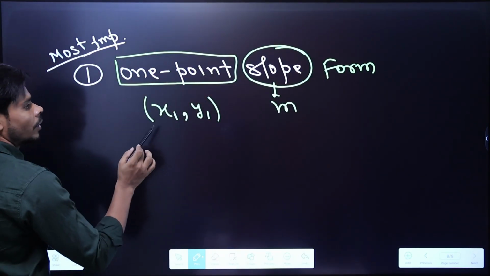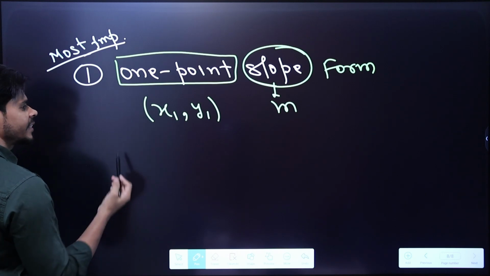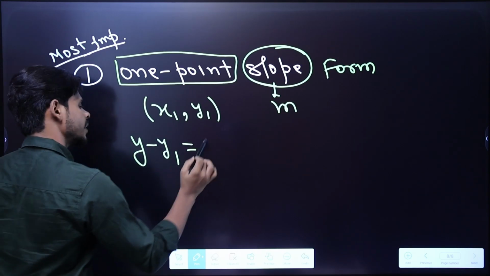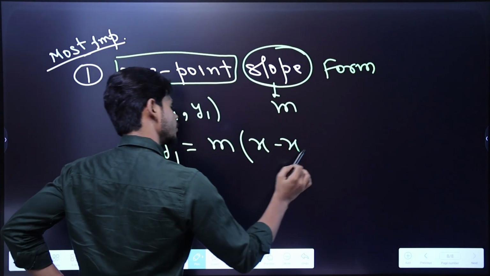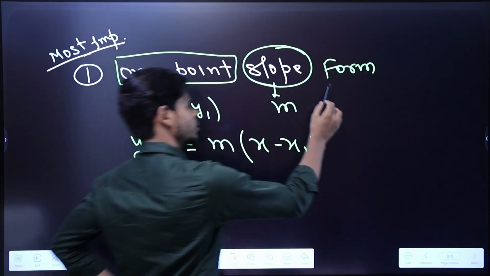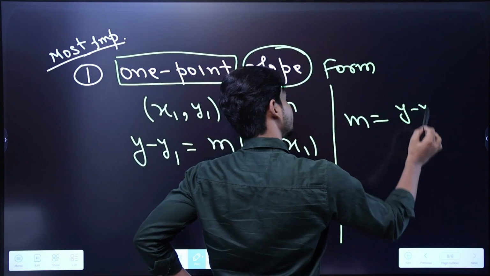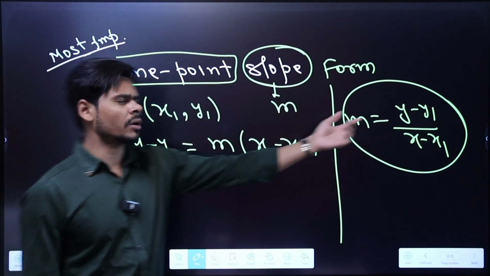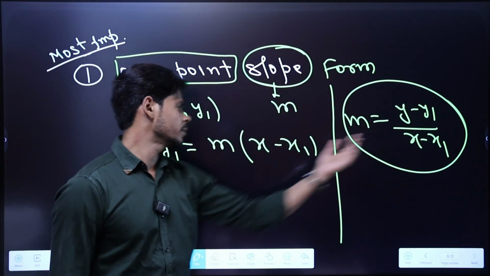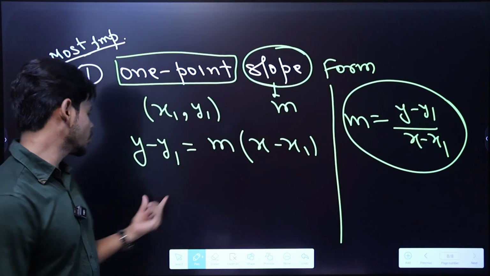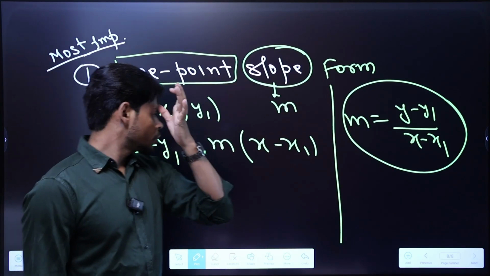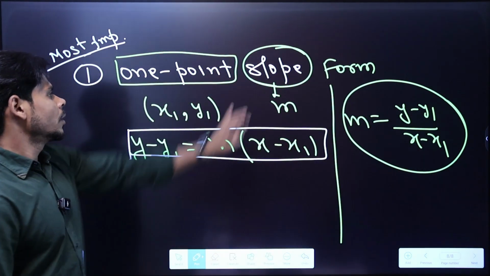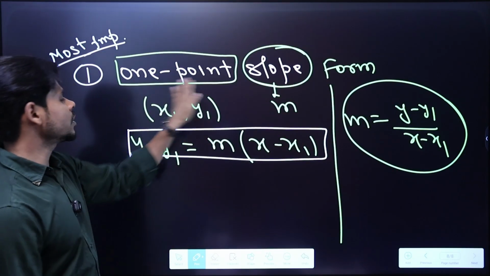Now let's take one example first. The equation is y minus y1 equal to m times x minus x1. This is the one point slope form. Some students write it like this: y minus y1 divided by x minus x1 equals m. That's your choice, if you write like this or like this, both are okay. I have just transferred this term to division, nothing else, right? Generally I am going to use this one most of the time. So this is your one point slope form.